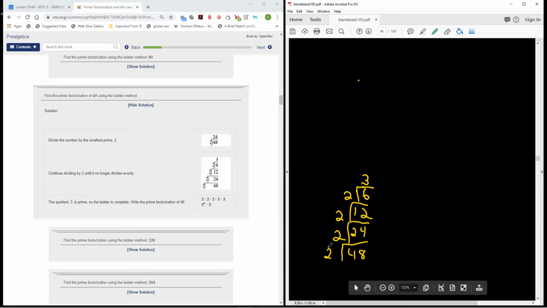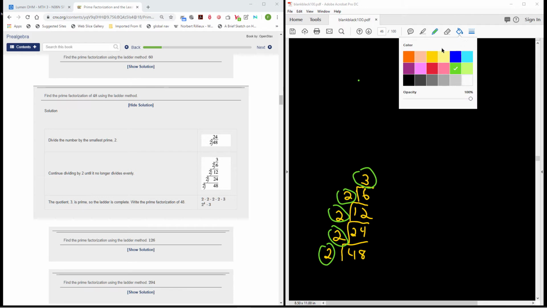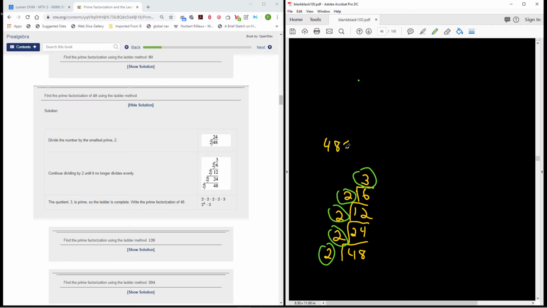So now when I draw this out here, I know that 2 is prime, and I know that 3 is prime. So when I go to writing this out here, I have 48. It's going to be the same thing as 2 times 2 times 2 times 2 times 3, which is the same thing as 2 to the 4th power times 3. So I've shown you 2 different methods here.